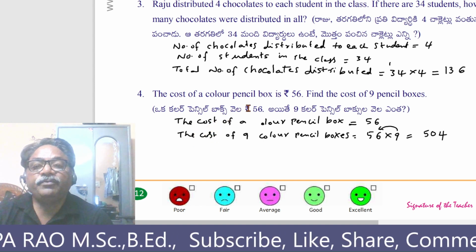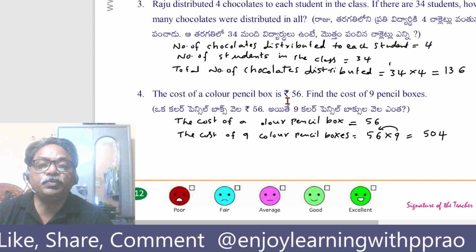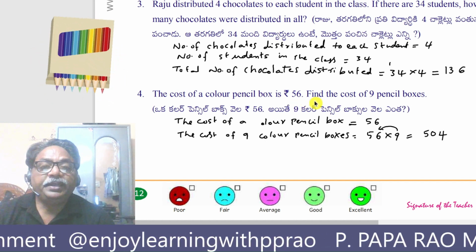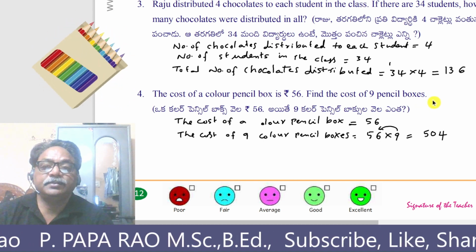The cost of a color pencil box is 56 rupees. Find the cost of 9 pencil boxes.